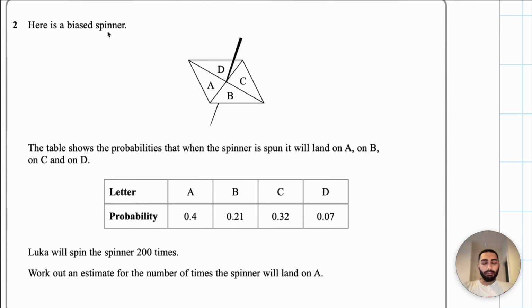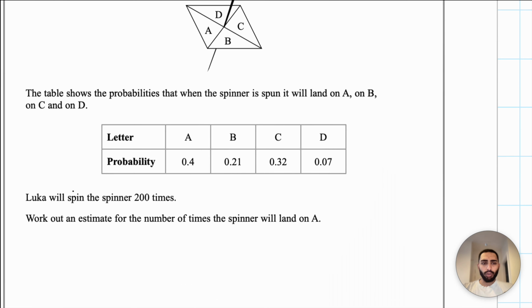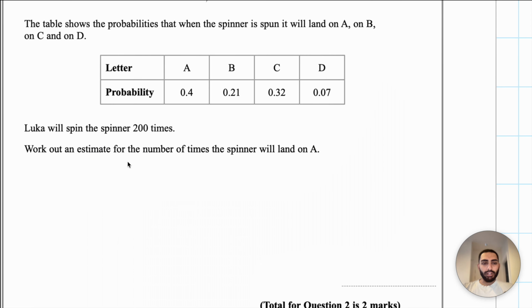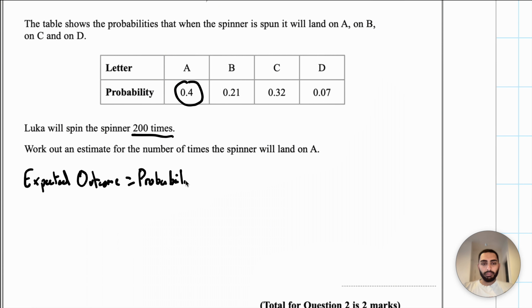Question 2. Here is a biased spinner. The table shows the probabilities that when the spinner is spun, it will land on A, on B, on C, and on D. Luca will spin the spinner 200 times. Work out an estimate for the number of times the spinner will land on A. So the expected outcome, the formula that we use here, is the probability multiplied by the number of trials. So here the probability is 0.4. You're multiplying it by the number of trials, that's how many times you're doing it, that's 200, and that would be 80.